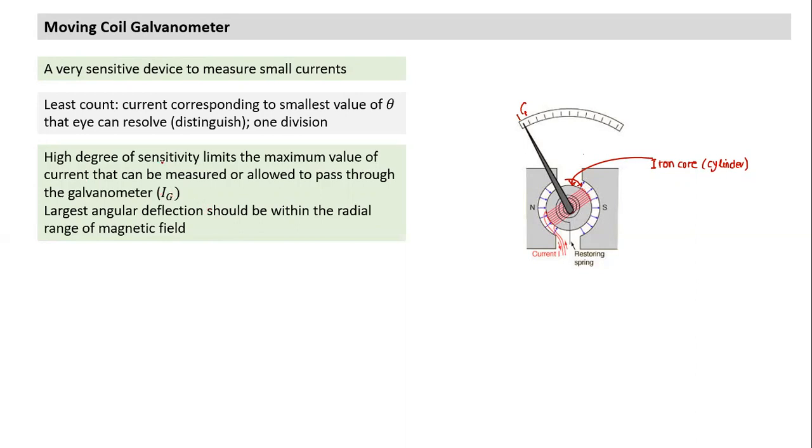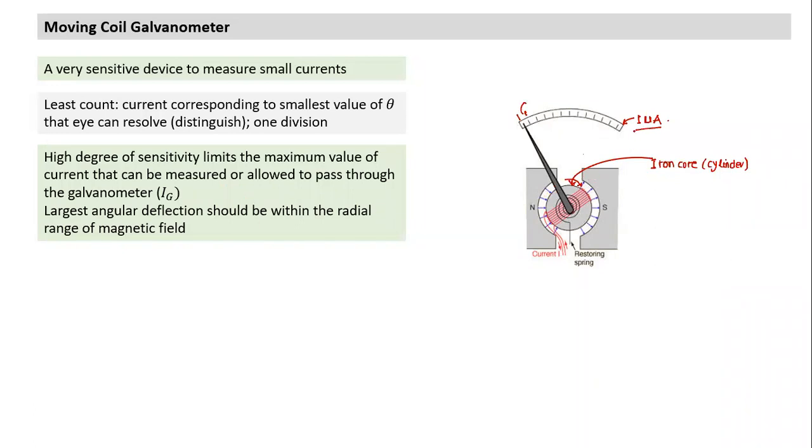The problem with a high degree of sensitivity is that if you make it very sensitive, the maximum value of current that can pass through the galvanometer becomes very small. Suppose I get a full deflection, I have made it very sensitive. It gets full deflection for very small current, so even for 1 milliampere, it gets full deflection. What it means is, can I measure a current greater than this? I will not be able to measure a current which is greater than this.